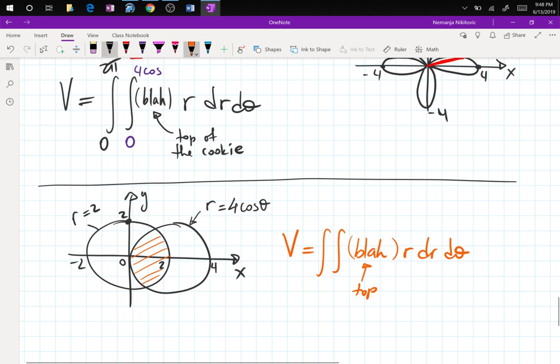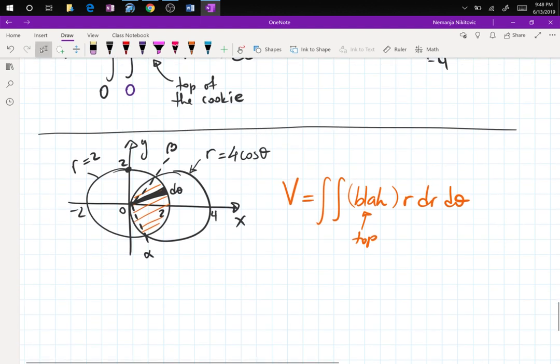I am going to draw my representative pizza slice, d theta. And when I draw my representative pizza slice, I see that d theta is going to slide from this intersection point, which is angle alpha, to the next intersection point of the two, which is angle beta.